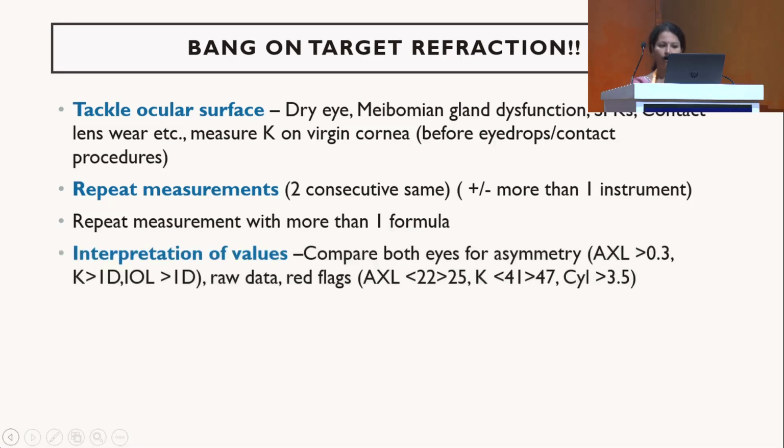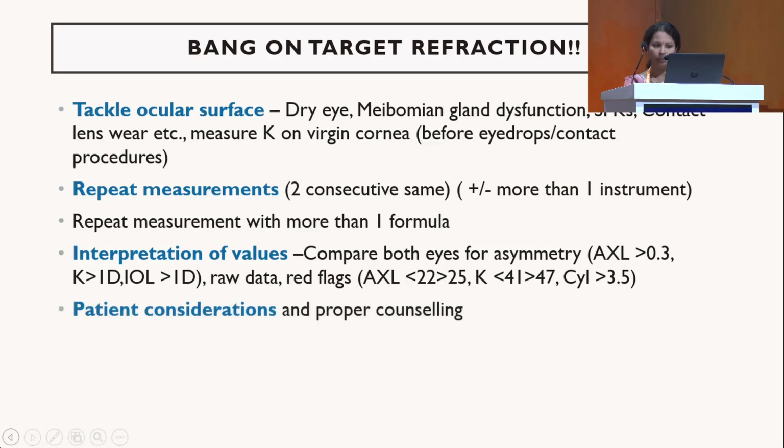We can also repeat with one or more formulae and interpret the values with caution. Always look at the raw data and check whether there is any asymmetry between the two eyes. Check for all these red flags when there is any variation from the normal range, and then recheck the measurements.